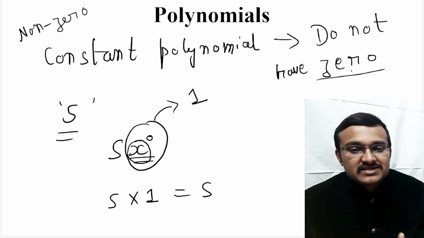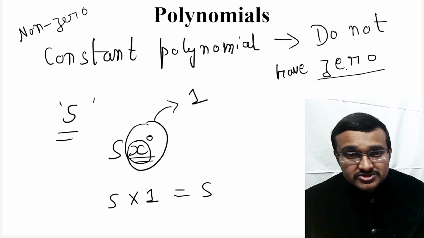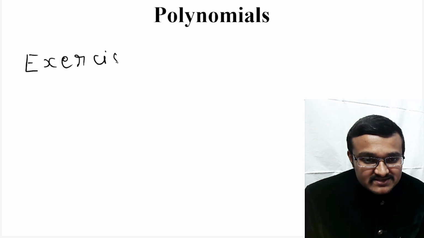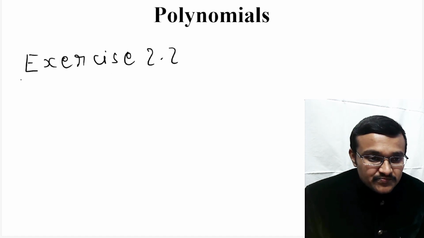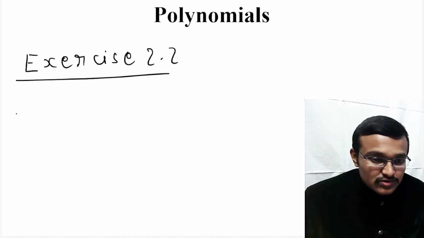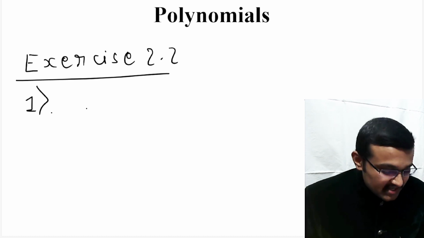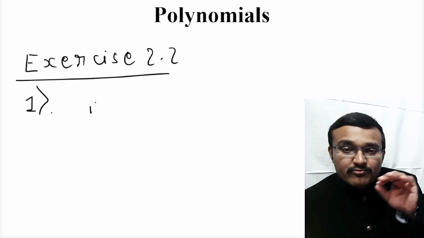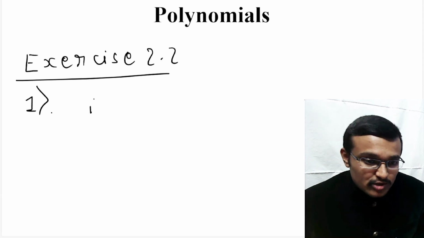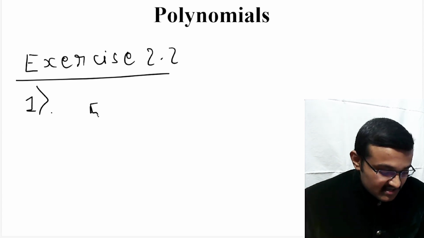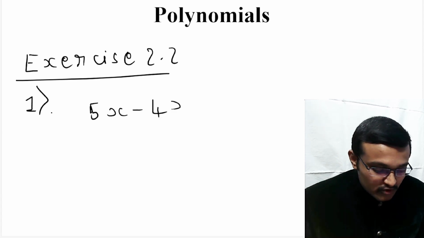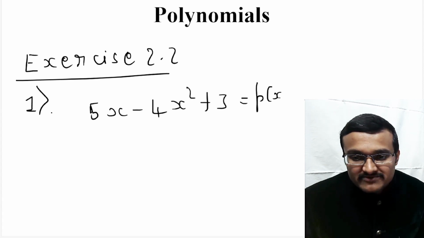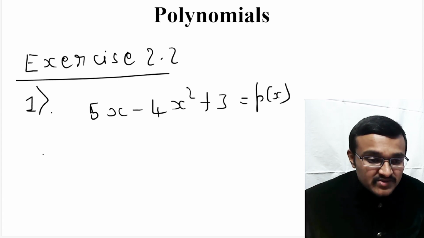So that's why these constant polynomials are known as non-zero constant polynomials. We will try to solve exercise 2.2. In exercise 2.2, coming to the first question, you have to find the value of a polynomial. They have given one polynomial in this first question, that is 5x minus 4x square plus 3.